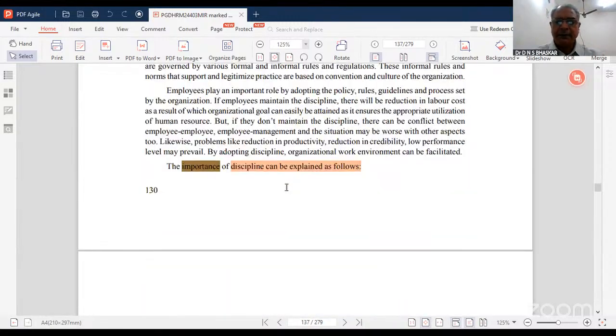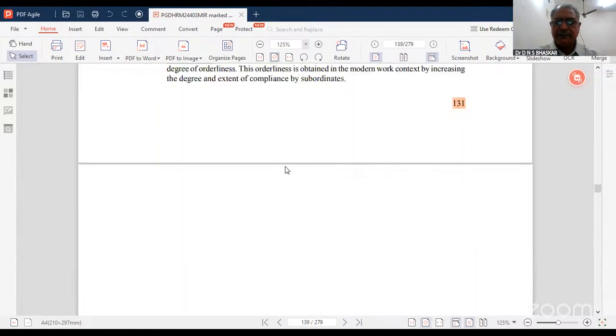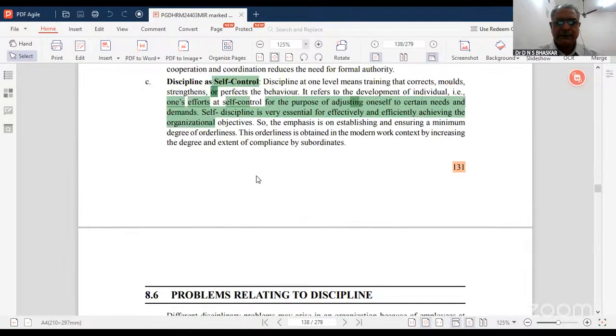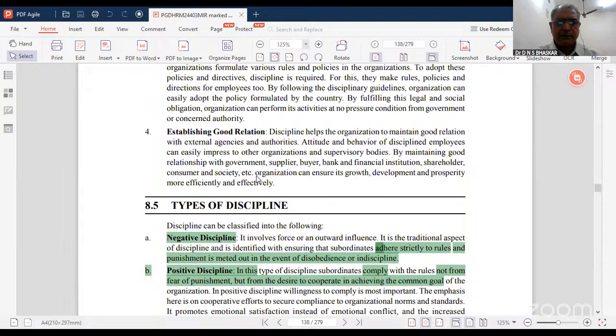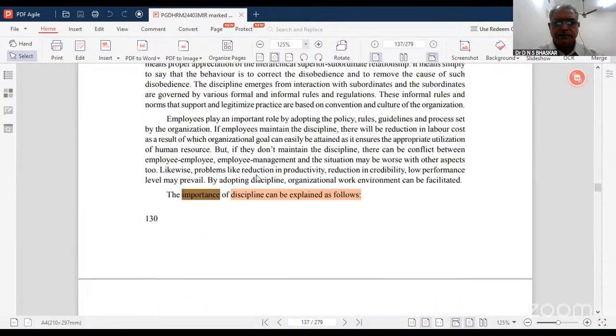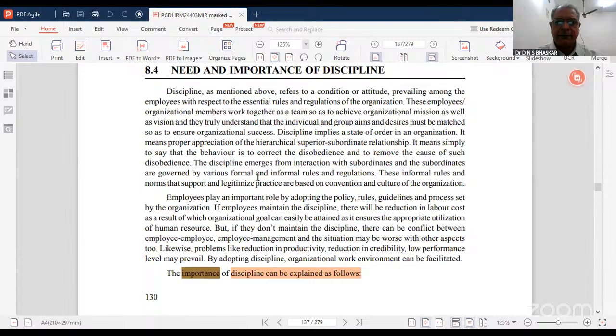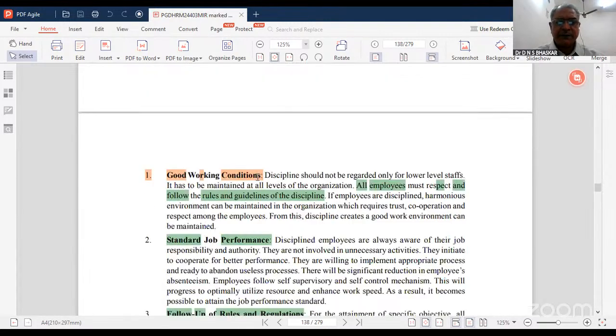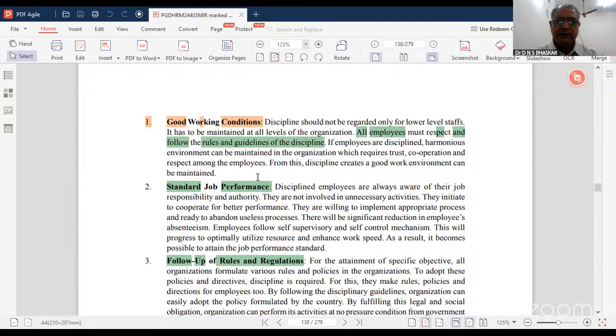And need and importance of the discipline. The main important points only we are covering in this particular class. The very first point is the good working conditions. When discipline is implemented strictly, all the employees must respect and follow the rules and regulations of the organization. If employees are disciplined, a harmonious environment can be maintained in the organization, which requires trust, cooperation, and respect among the employees, and so on and so forth.